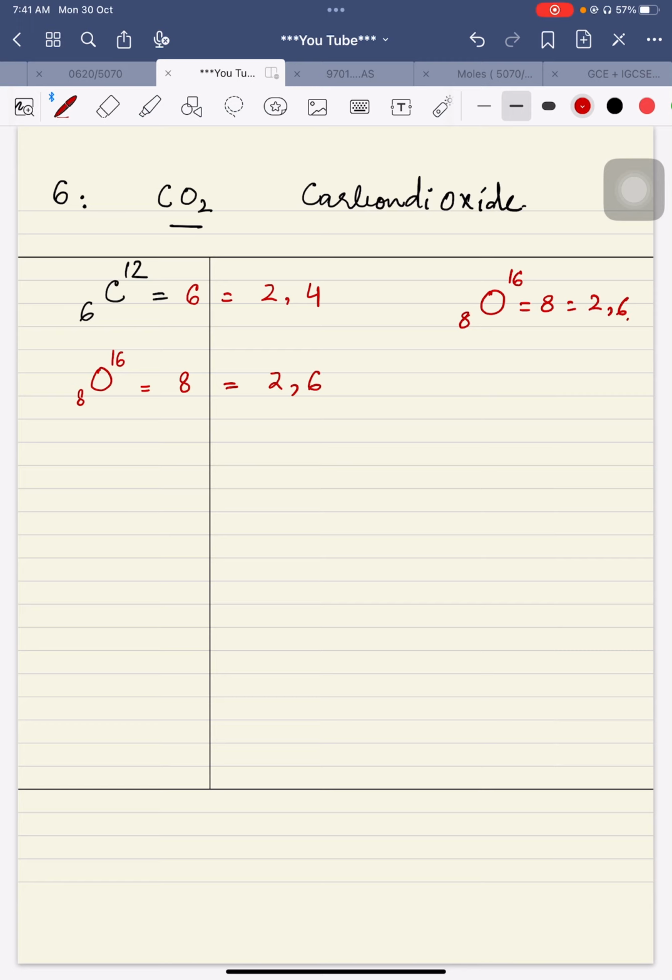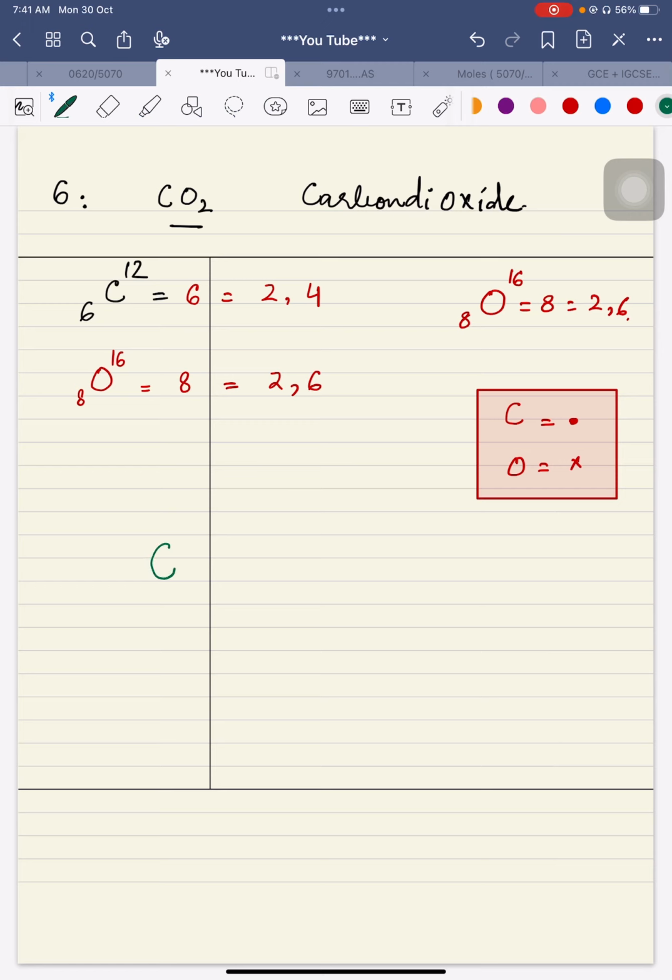We are going to write carbon electrons with a dot, whereas oxygen electrons will be with a cross. The key is important to mention separately. We can now draw the structure of carbon dioxide. This is carbon, and these are the electrons from the outermost shell of carbon. There are 4 electrons in the outermost shell of carbon, and these are the electrons of one of the oxygen atoms.